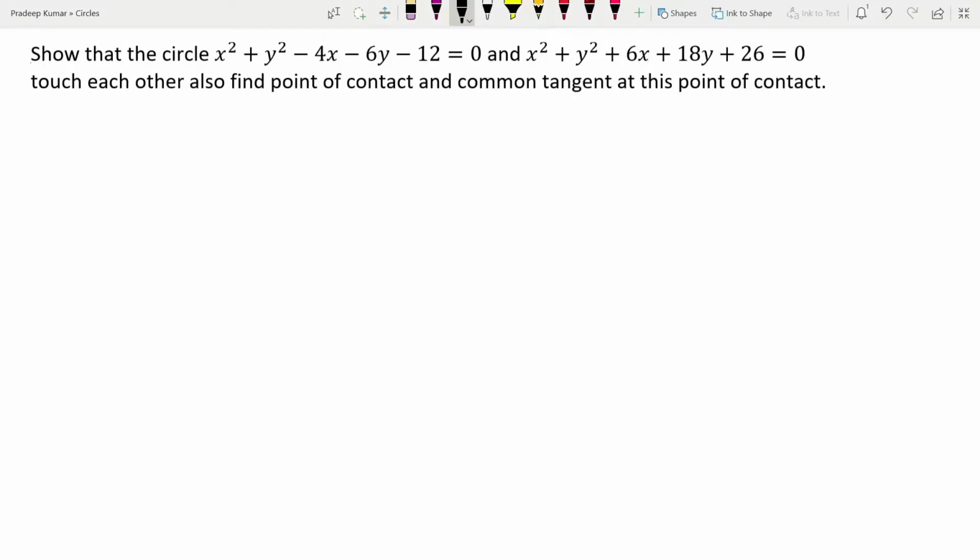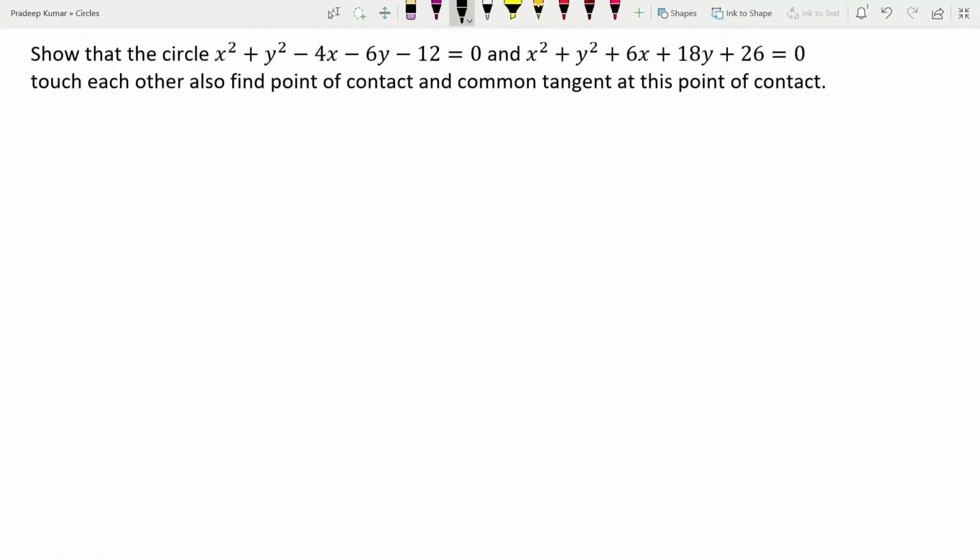Let's read the question. Show that the circles x square plus y square minus 4x minus 6y minus 12 equal to 0 and x square plus y square plus 6x plus 18y plus 26 equal to 0 touch each other. Also find the point of contact and the common tangent at this point of contact.